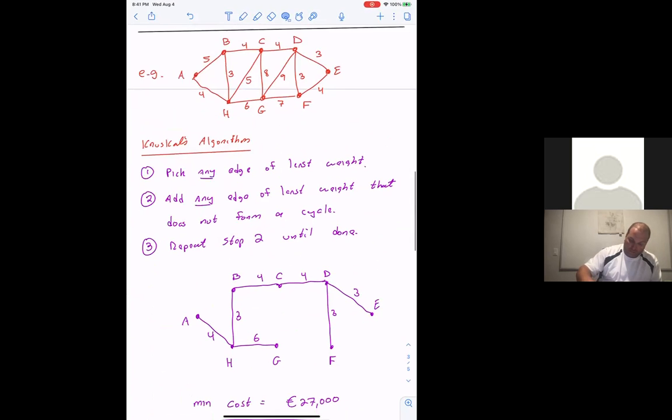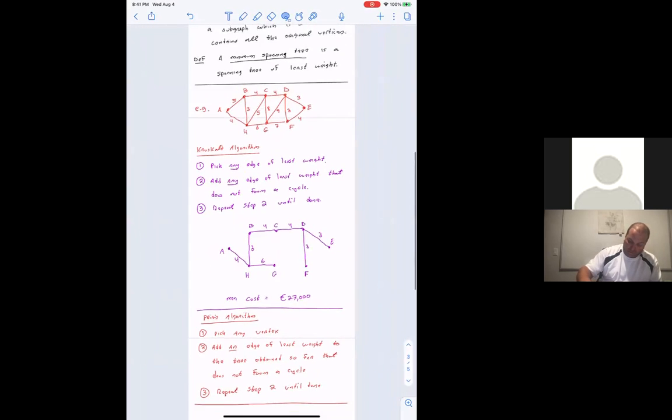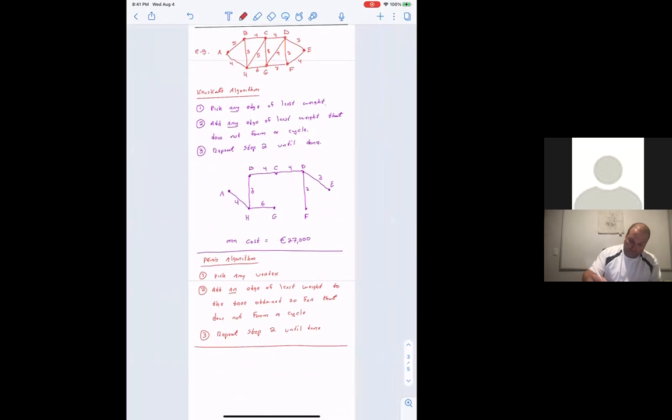I don't gotta draw it, but let's start with that picture there. It says pick any vertex. Let's pick G, which was the last vertex obtained in the previous algorithm. And now it says add an edge of least weight to the tree obtained so far. Well, so far I just have G. So I have a 6, 7, 8, 9, so I have a 6. That's the least weight obtained so far, so we have a 6.